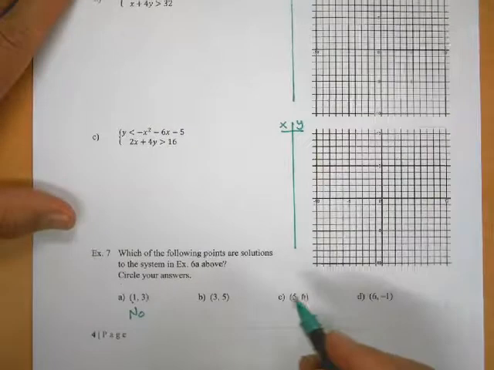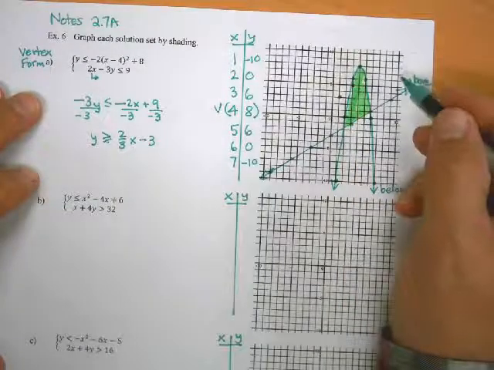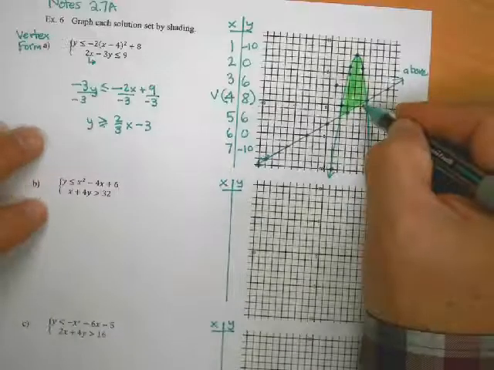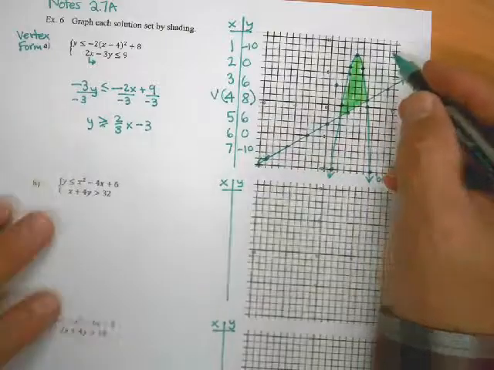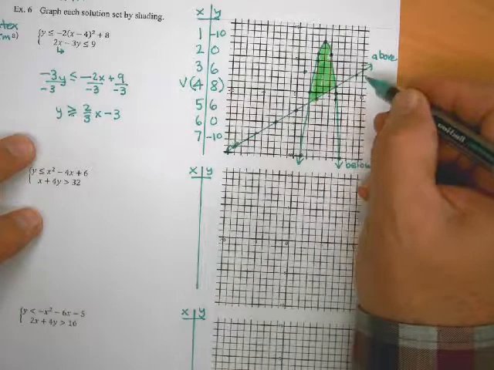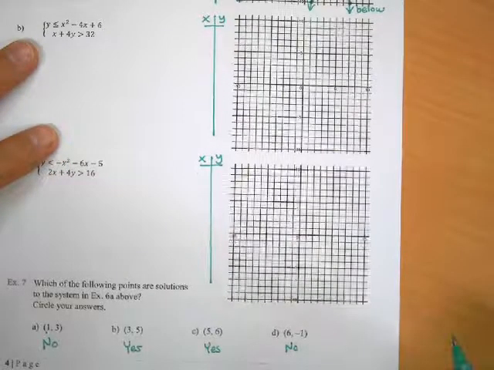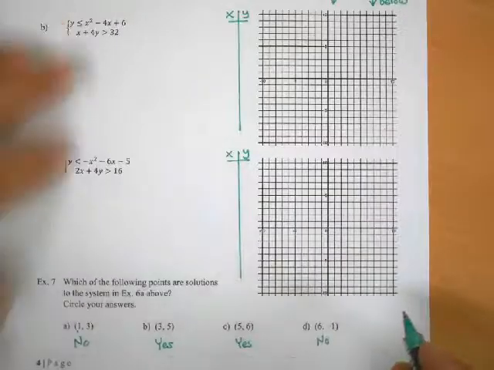3, 5 goes next, and that's a little harder to tell. If you go 3 out and 5 up, you're just barely in that green area there, so it is a solution. And then 5, 6 is more obviously right on the border, and that border is solid, so that does count. Put yes there, that's a solution. 6, -1, however, is right down here in the white region, and that would be not a solution. So that does it for that last question, and all we have left is these two graphs to figure out.